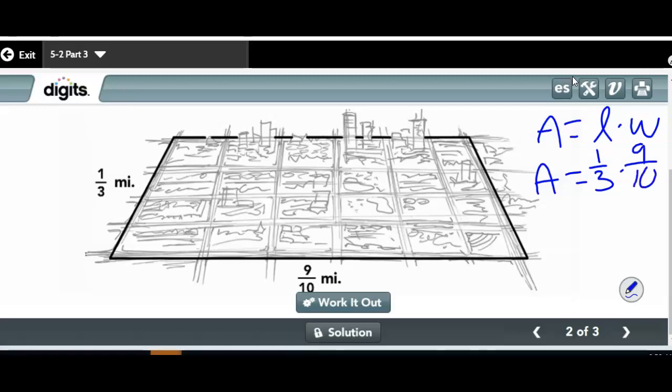9/10. What I want you to do is solve this by simplifying before you multiply. If you need to talk to the person next to you, you can, but simplify before you multiply.